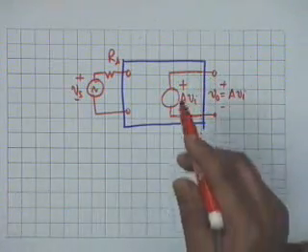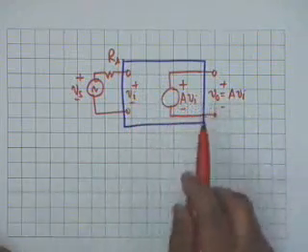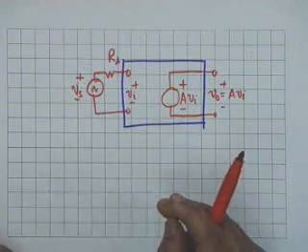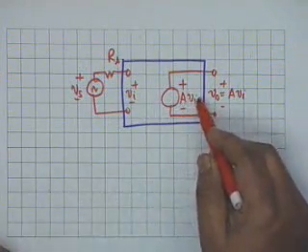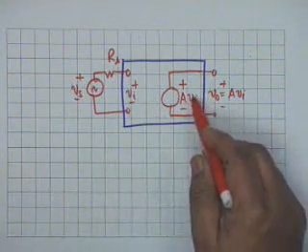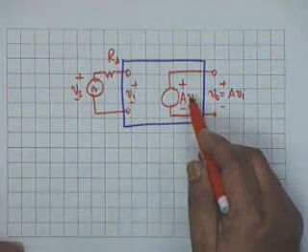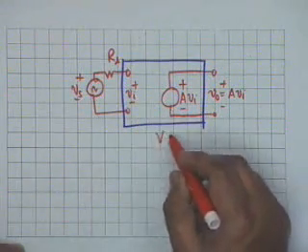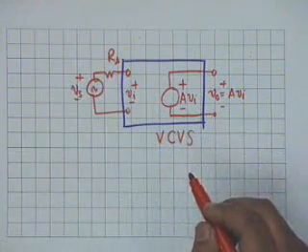You see, this is Vi, this is an example of a voltage controlled voltage source. Here is a voltage source A Vi whose voltage depends on another voltage, and therefore this is a voltage source whose voltage is controlled by another voltage V sub I. So it is called a voltage controlled voltage source, VCVS.